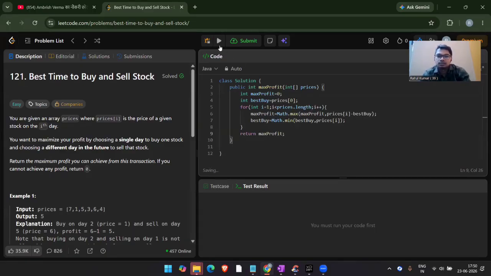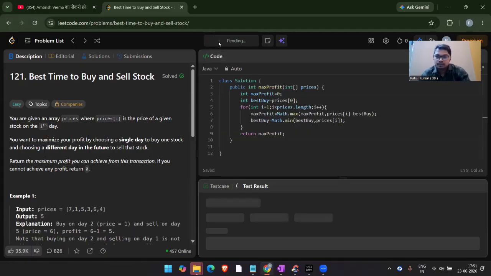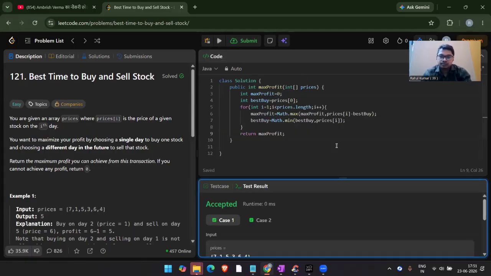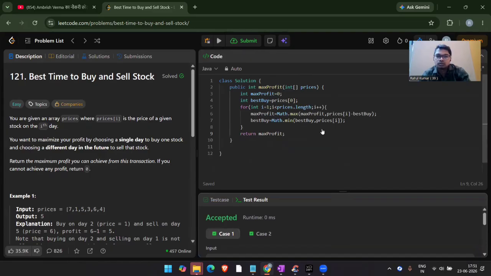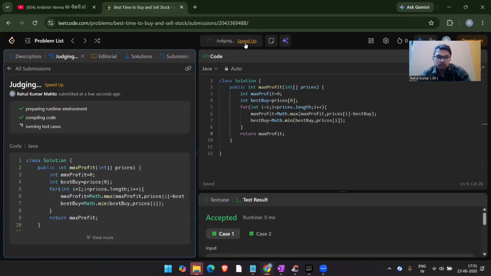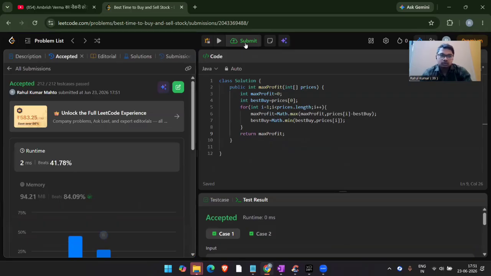Now let's run. So our code is working and all test cases are working. So now let's submit this code. Okay, fine. So our code is successfully submitted with all test cases.